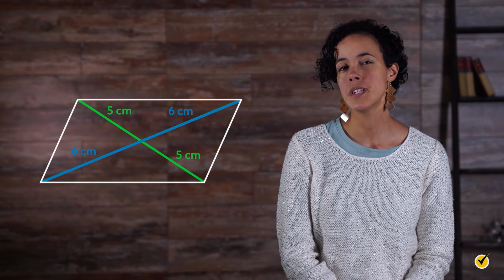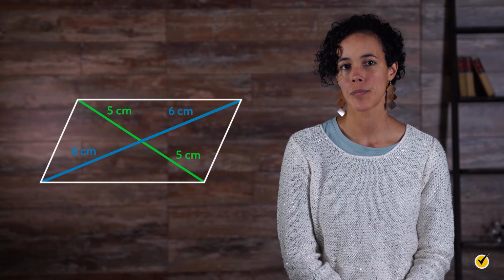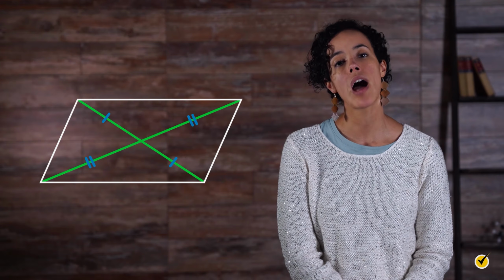We could add some numbers to illustrate this better. Or we could use tick marks to show that the diagonals have been bisected. Since the 3 special quadrilaterals we're talking about are all parallelograms, they will have bisecting diagonals. Now, let's look at the rectangle. Here's a rectangle with its diagonals.